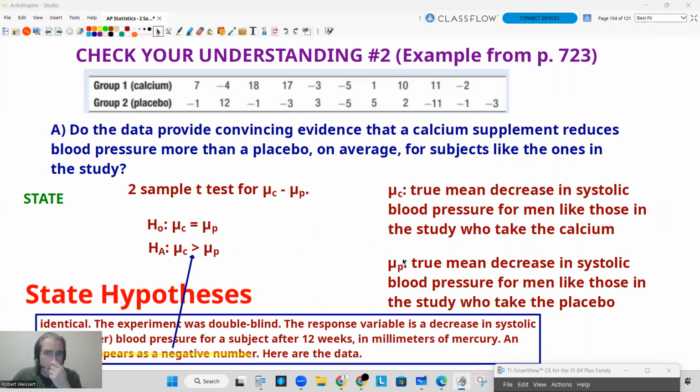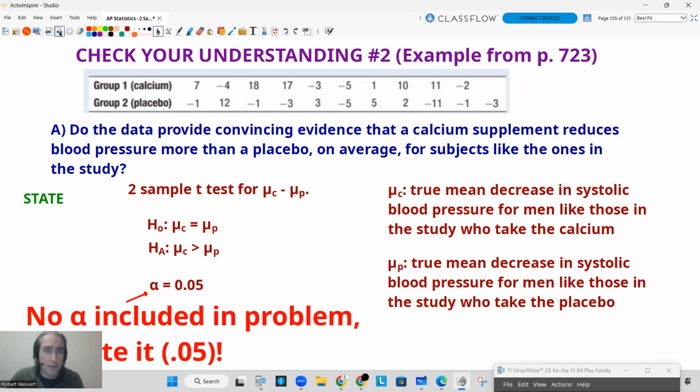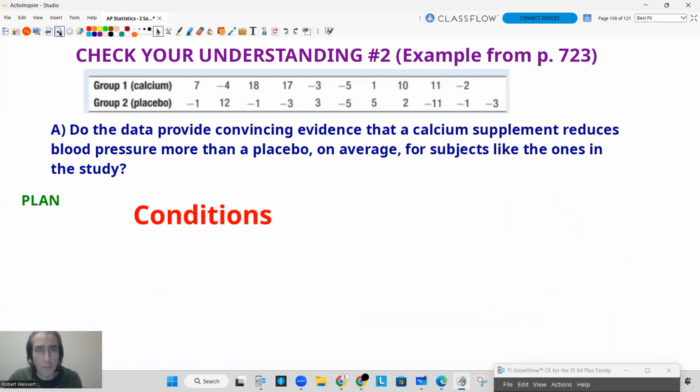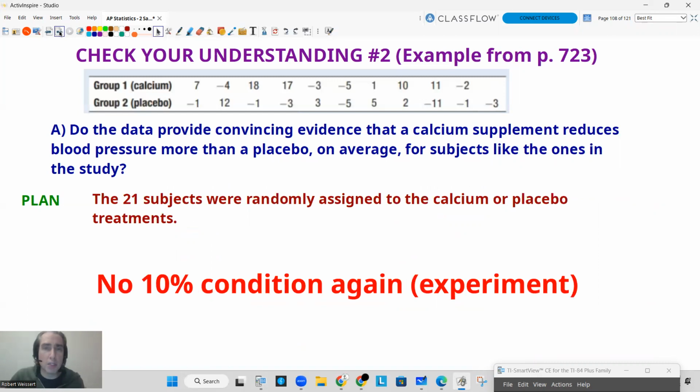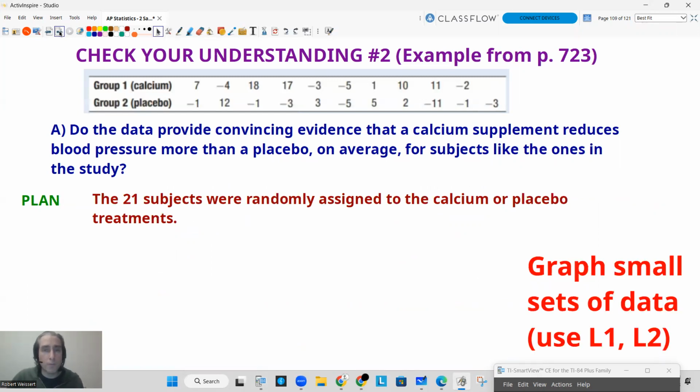Okay. Now we've defined our parameter, we've stated our hypotheses. Alpha level is going to be 5%. Let's go through and do the plan part. Our conditions: of course, they're randomly assigned to different treatments, calcium or placebo. It is 2 random samples or random assignment groups, treatment groups. No 10% condition again, it's an experiment, so we don't have to worry about sampling from a larger population.